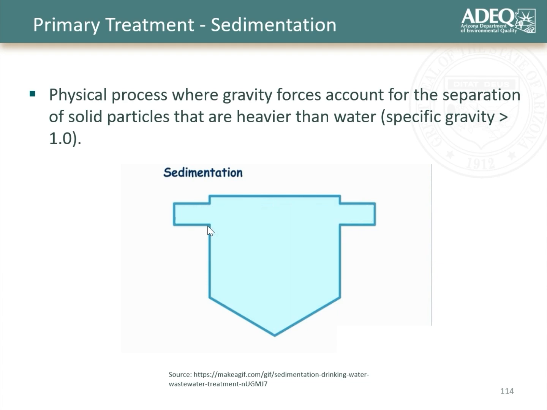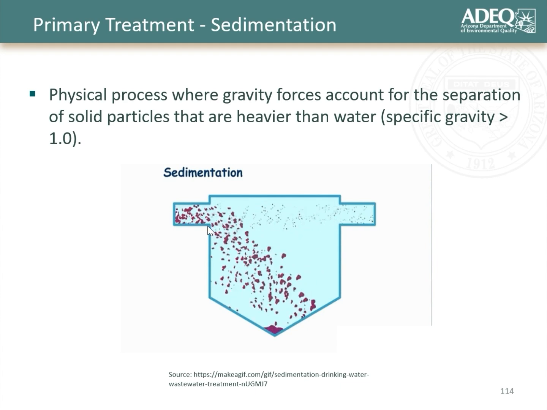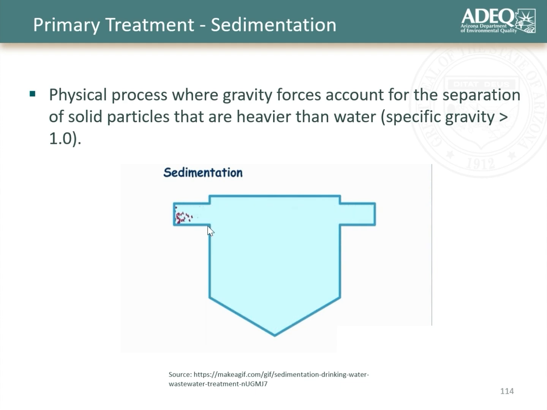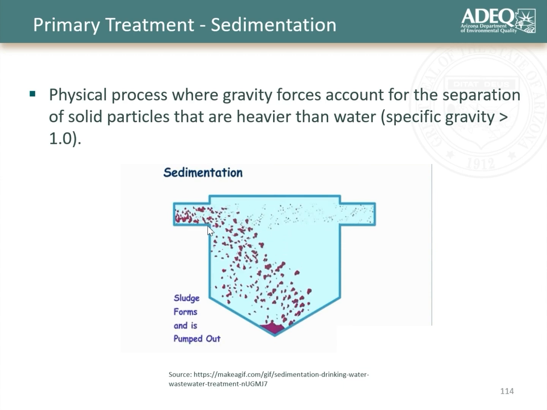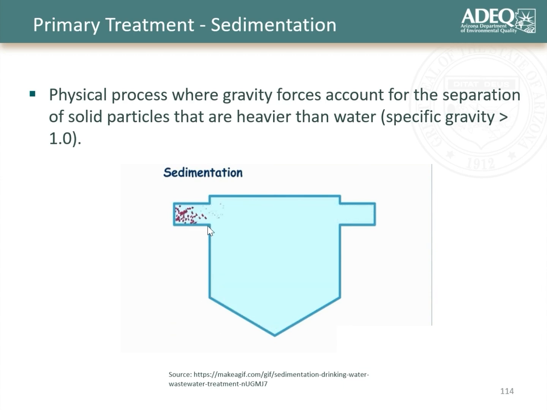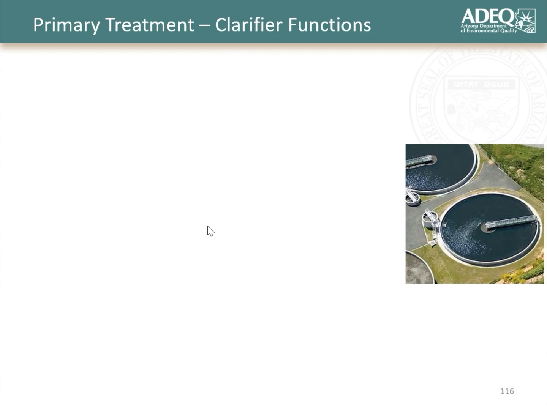Typically, the basic principle is that something needs to be denser than water, hence it has a specific gravity greater than one, which means it will settle out and then collect at the bottom of the tank, where it will thicken as it collects. That is an important thing to consider, as we'll talk about later in the process. So let's talk about the functions of clarifiers and what they actually do.